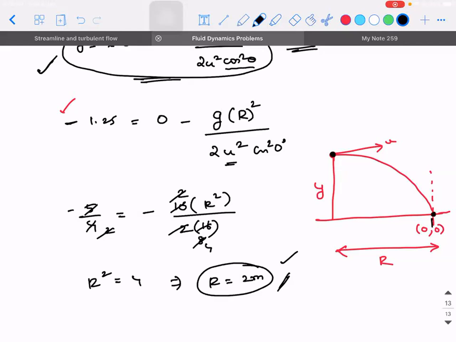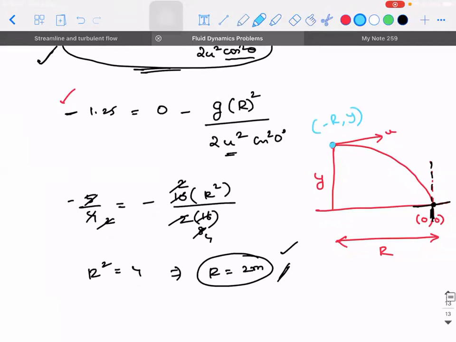If I take this as origin, look at the 4 coordinates. I took the point where it is hitting the ground as origin. Then this point is in which quadrant? The blue color points here. Oh, second quadrant. Then what will be the coordinates? Minus r comma y. If you want, you use the same thing and see you will get the same answer.